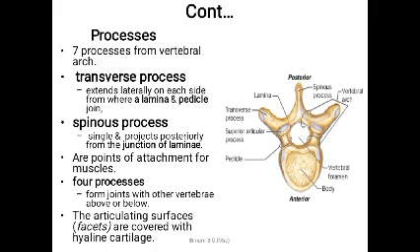Processes: 7 processes arise from the vertebral arch. The transverse process extends laterally on each side from where the lamina and the pedicle join. The spinous process is single and projects posteriorly from the junction of the laminae. These are points of attachment for muscles. 4 processes form joints with the other vertebrae above or below. The articulating surfaces or facets are covered with hyaline cartilage.